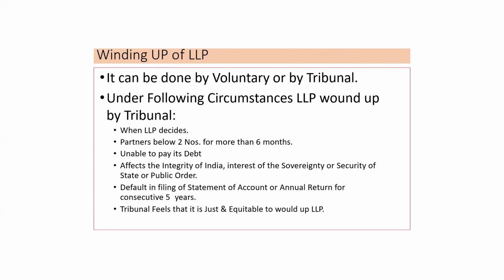Winding up. It can be done voluntarily or as per the directions of the tribunal. Under the following circumstances, LLP shall be wound up by the tribunal. When the LLP so decides, when the number of partners falls below 2, okay, for more than 6 months, if it is unable to pay its debts, if the LLP is affecting the integrity of India, interest of sovereignty or security of state or public order, if there is a default in filing of statement of account or annual return for consecutive 5 years. ठीक है, कंपनी में 2 years है, यहाँ 5 years है. Or if the tribunal feels that it is just and equitable to wind up the LLP.